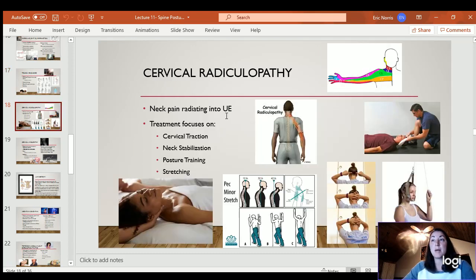Cervical radiculopathy is neck pain. It can also be numbness, tingling that radiates down into one or both arms. So it starts in the neck and the symptoms go down the arm or both arms. Treatment, again, cervical traction. This is kind of a manual traction. This is another method of doing manual traction. This is a machine that a patient can buy. Typically they look a little different. The ones I've seen look a little less crazy than that one.